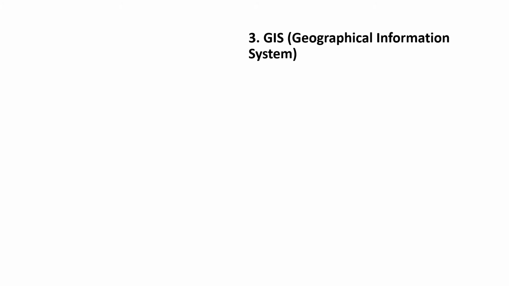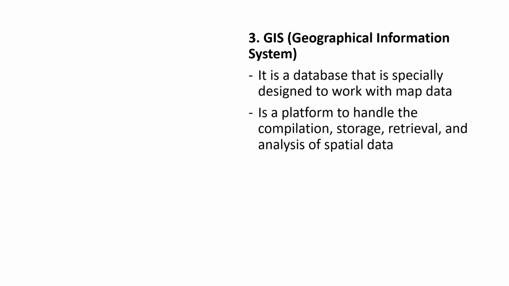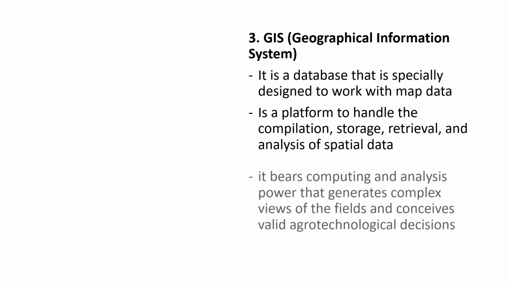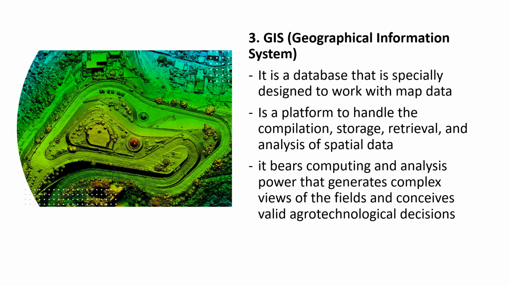The other tool that is important in precision ag is the geographical information system. And here you're saying that it is a database that is specially designed to work with map data. It is a platform to handle the compilation, storage, retrieval, and the analysis of spatial data. But also it bears computing and analysis power that generates complex views of the fields and conceives valid agrotechnology decisions.